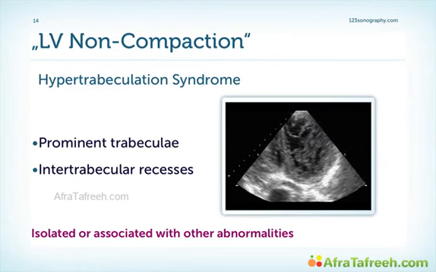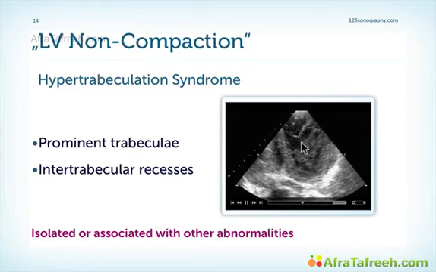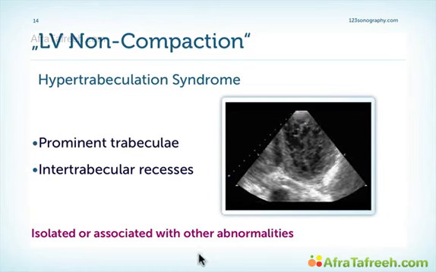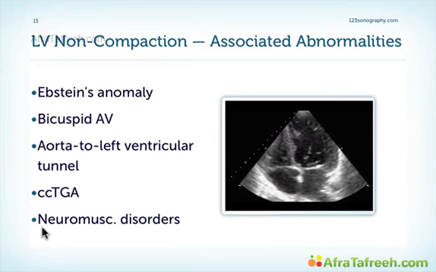A very interesting form of cardiomyopathy is the so-called LV non-compaction or hypertrabeculation syndrome. As you can see in this example, we find prominent trabecula in these patients and intertrabecular recesses, and the disease is associated with other abnormalities. These range from Ebstein anomaly to bicuspid aortic valves, aorta to left ventricular tunnel, congenitally corrected transposition of the great arteries, and sometimes we also find neuromuscular disorders.